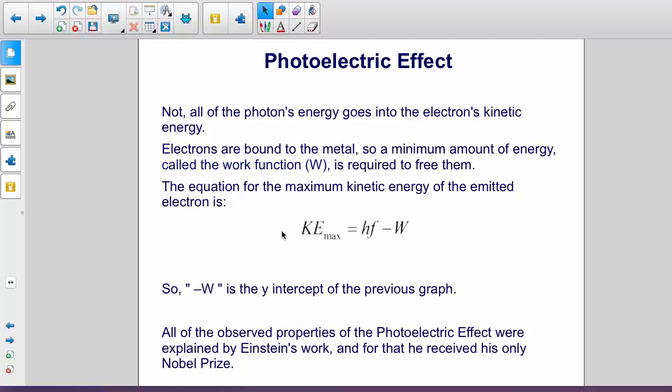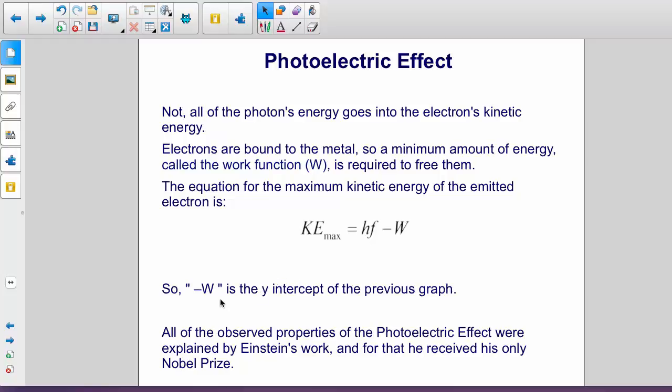Well, it turns out that not all of the photon's energy goes into the electron's kinetic energy. The electrons are bound to the metal, so a minimum amount of energy, called the work function, is required to free them. So the equation for the maximum kinetic energy of the emitted electron is actually very, very simple. The maximum kinetic energy is simply the difference between the energy of the photon hitting the surface and the work function, the amount of energy taken to free the electron. KE max equals hf minus W.